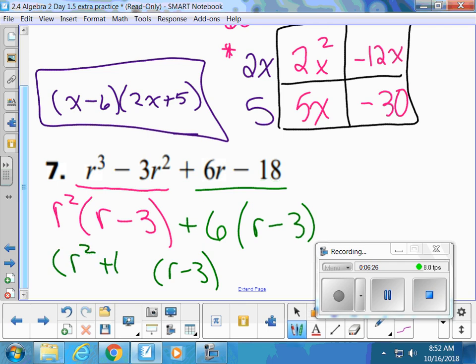R squared plus 6. Now sometimes I like to look at this and see, can I factor it more? And in this case, I cannot. R squared plus 6, first of all, it's a plus sign, not a minus sign. Second of all, that 6 is not even a perfect square. So we are going to stop right about here.